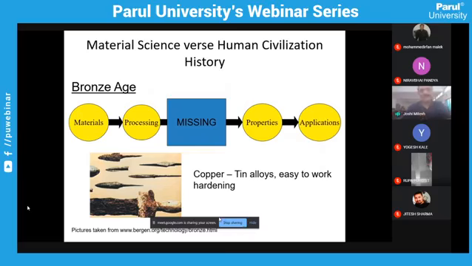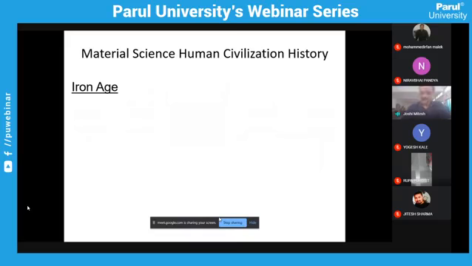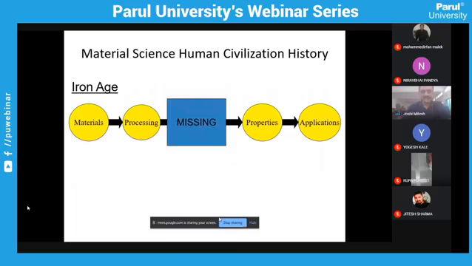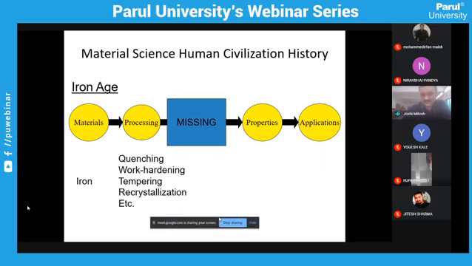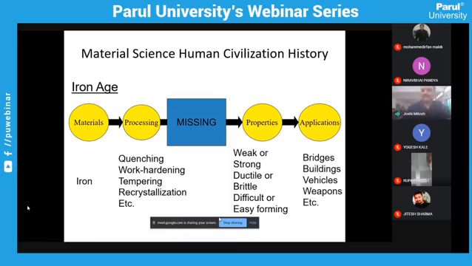After the Bronze Age, there was the Iron Age, like we had 100 years back. Again, the same principle applies here. They had the material, iron. They applied different processes like quenching, hardening, tempering, recrystallization, and everything. They made different properties of a material, like some materials may be very weak, some may be strong, ductile or brittle, or some may be easy to form. And according to that, they defined different applications.